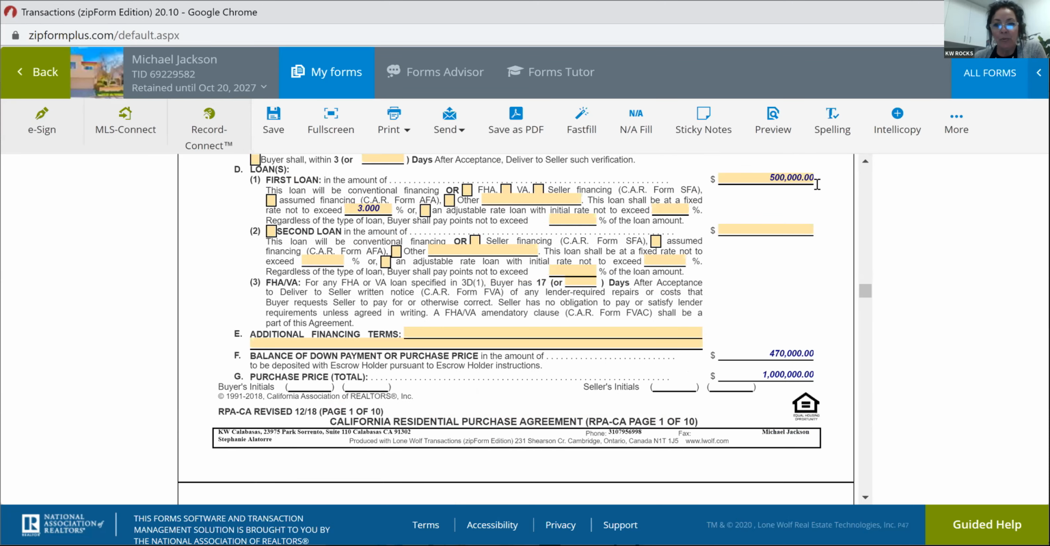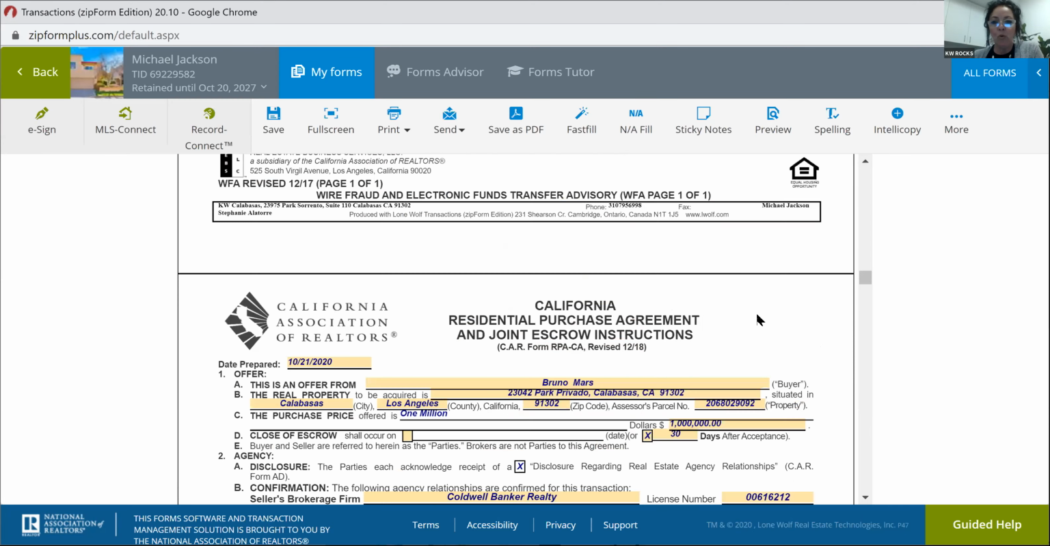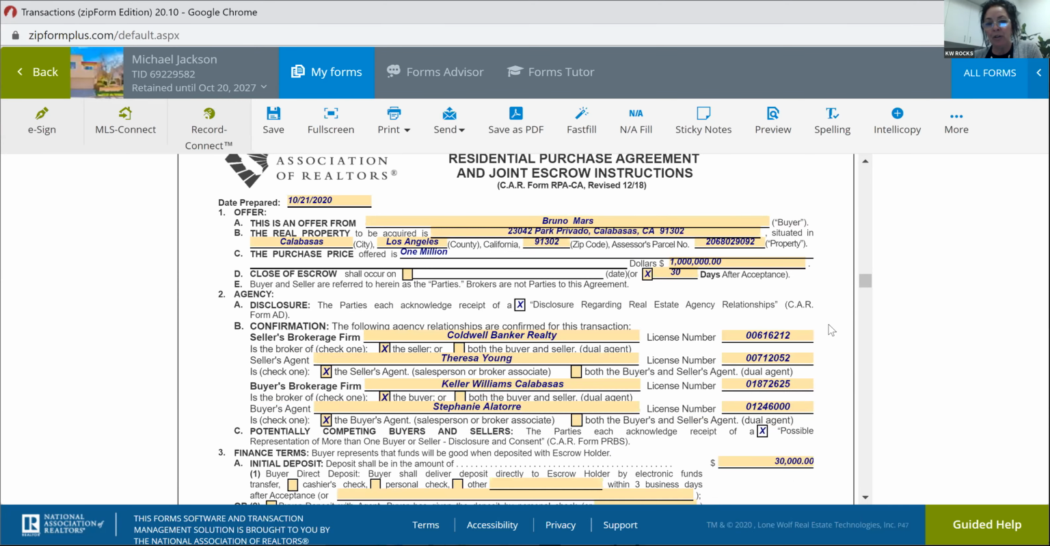Okay. So we put the 500,000, and then lucky for you guys, it auto populates what the remainder is. The balance of down payment or purchase price is 470, which gives us a purchase price total of 1 million. What I would highly recommend to you guys, if you want, just because it helps you better understand.